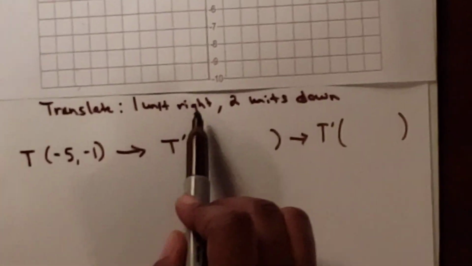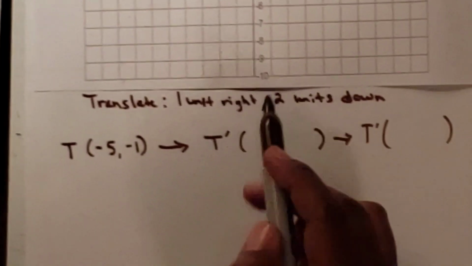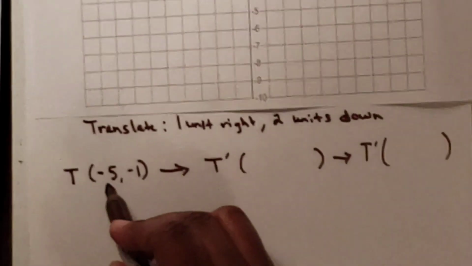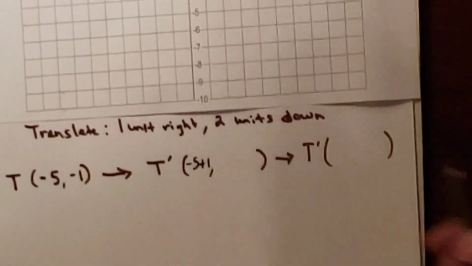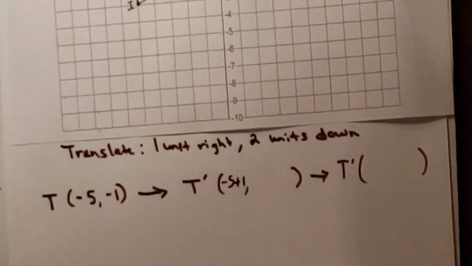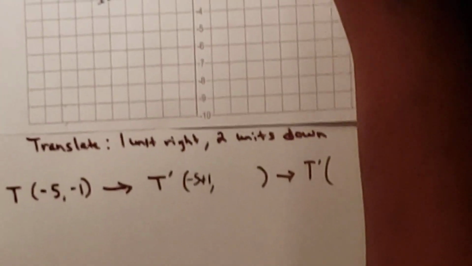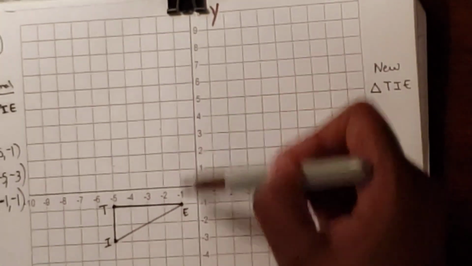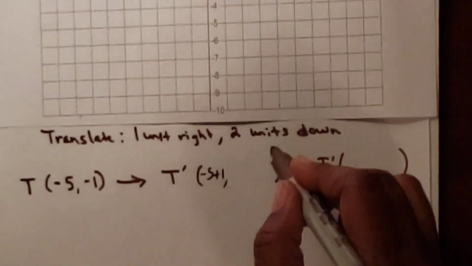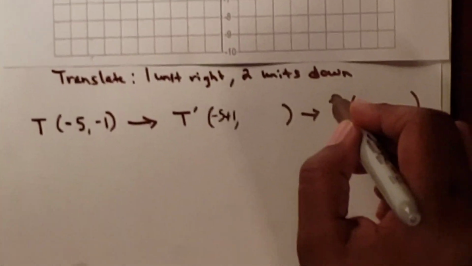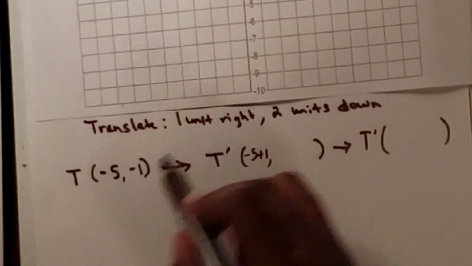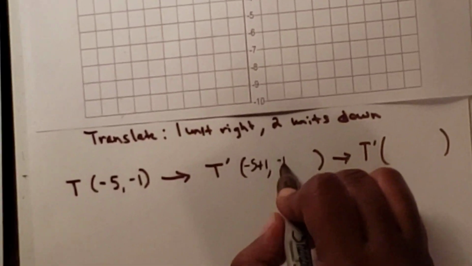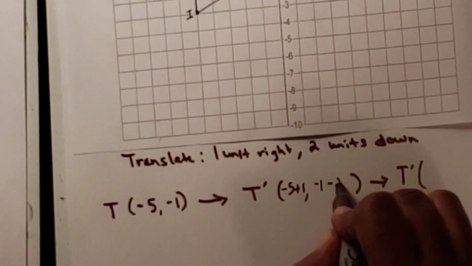So since it's moving right, that's a positive move, so I'm going to add 1 to the first number. So that'll be -5 plus 1. Okay, and we have another move to make, 2 units down. The y-axis moves up and down. So if I'm moving 2 units down, down is negative. I'm going to take 2 away from the y coordinate. So that'll be -1 minus 2.